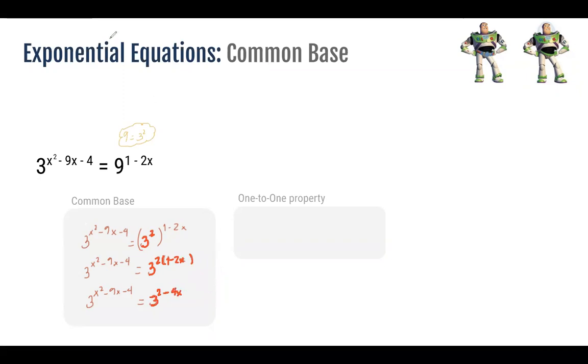Now that we have the same base, it's a matter of using the one-to-one property, meaning that we set the exponents equal to each other, and we want to solve for x. But the deal here is that we're going to end up with a quadratic. In order to solve a quadratic, you have several options. You can factor, you can use the quadratic formula, or you can complete the perfect square. That's up to you, depending on the kind of quadratic you end up with.